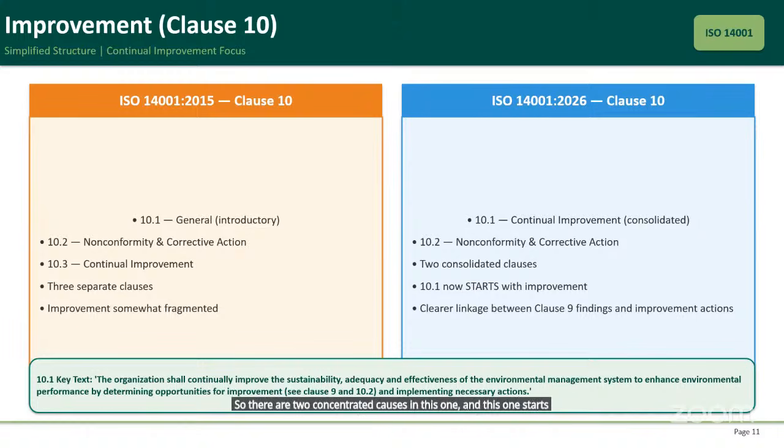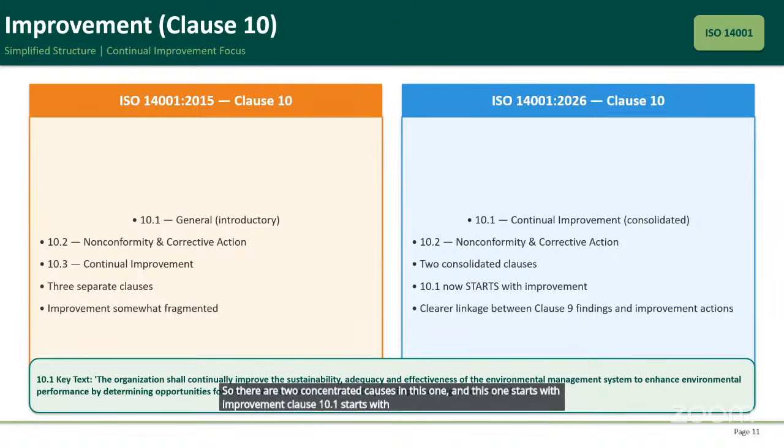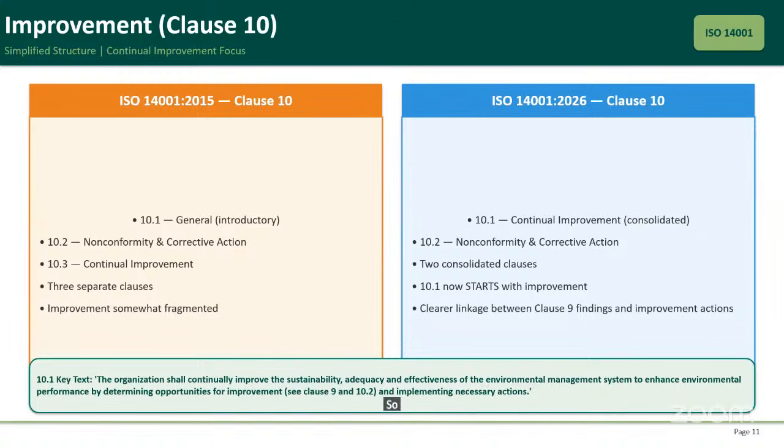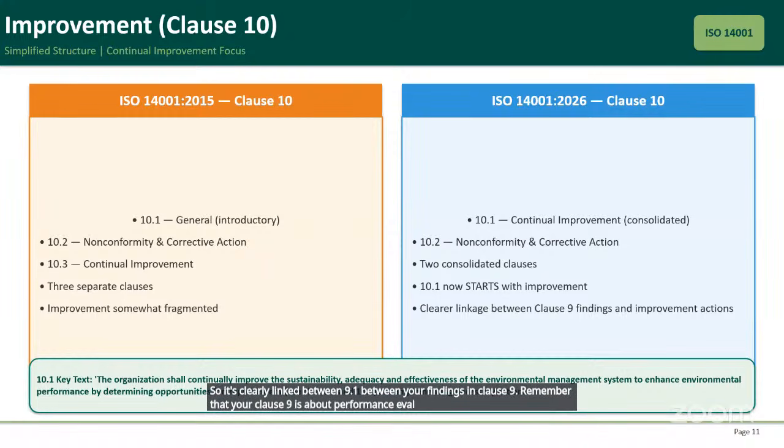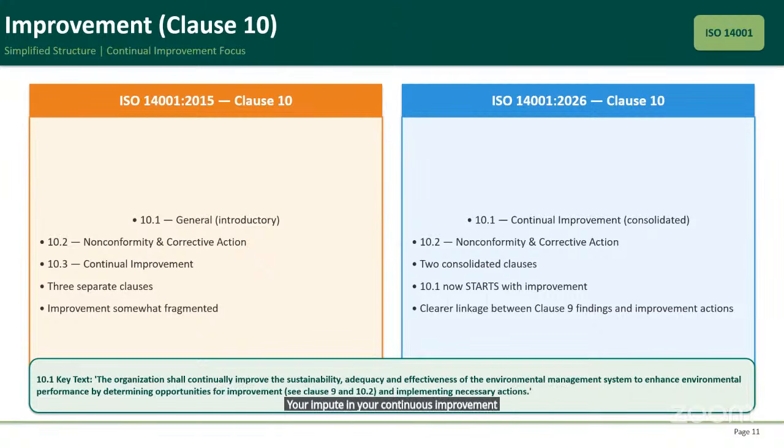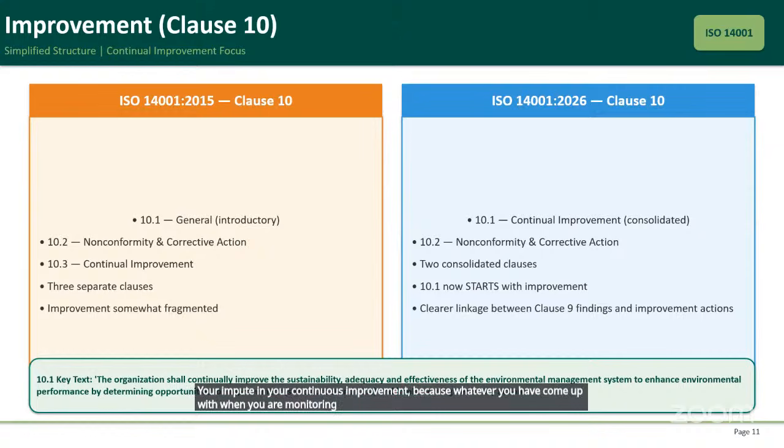Clause 10.1 now starts with improvement instead of the general statement. So it's clearly linked between 9.1, between your findings in clause 9. Remember that your clause 9 is about performance evaluation. So your output from your clause 9 now becomes your input in your continual improvement, because whatever you came up with when you are monitoring, whatever you came up with in your check phase, in your performance evaluation phase, is now what you'll be acting upon to improve your environmental management system.